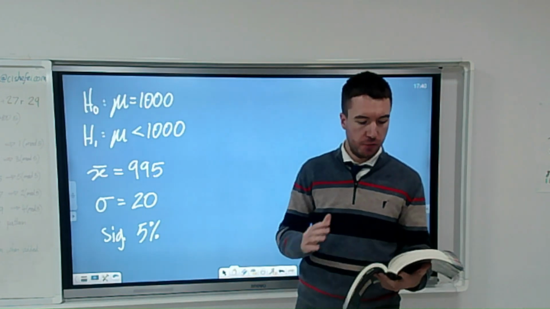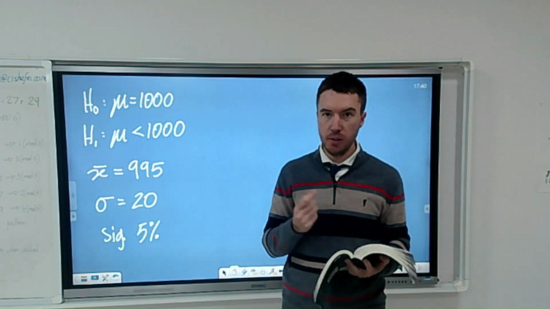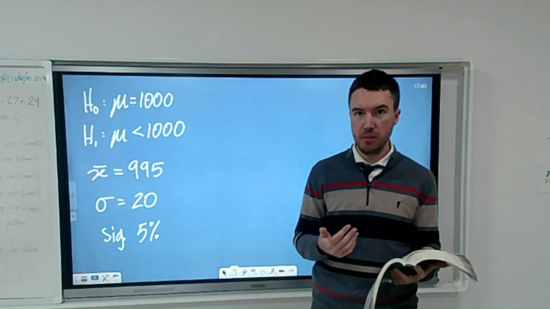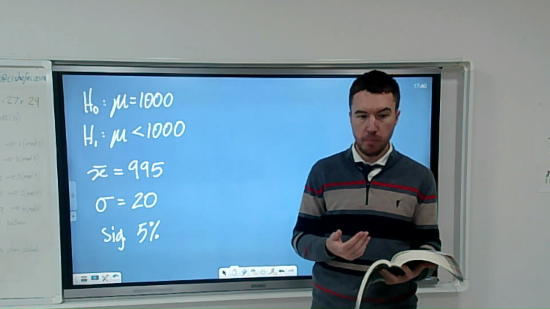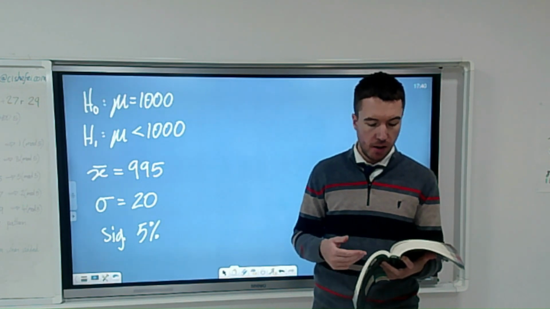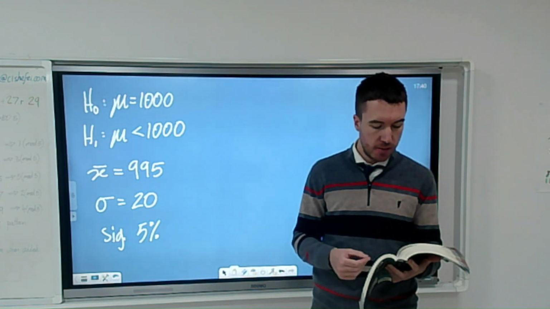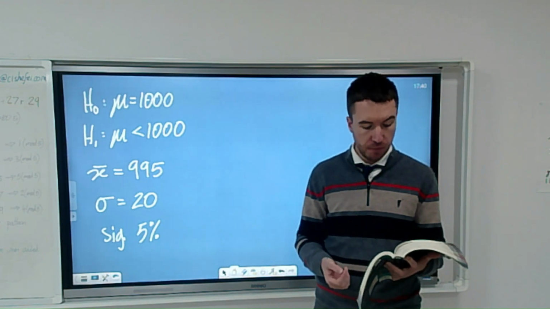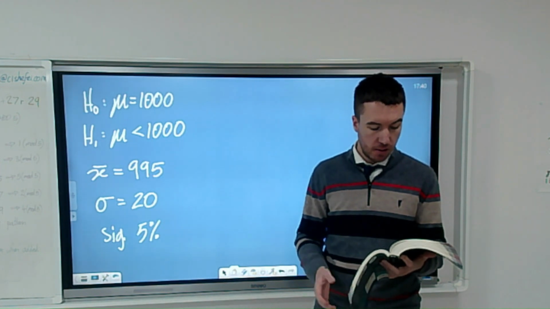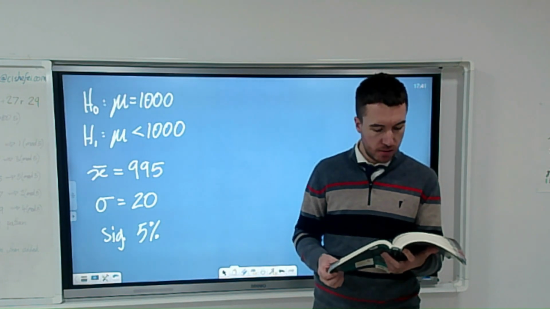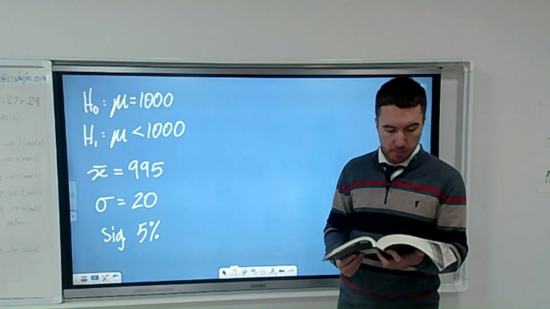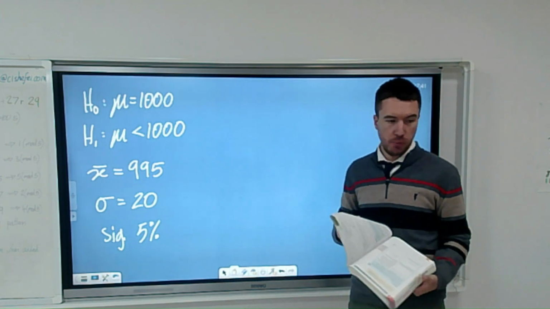This is information lifted from an example, a question in the book. The question is: a machine fills bags of flour with a labeled weight of 1 kilogram. To make sure the bags are being filled correctly, a sample of 40 is taken and their weights are measured. The sample mean is found to be 995. From past experience, it's known the standard deviation is 20 grams. Use the p-value to test whether there is sufficient evidence at the 5% level that the machine is filling bags to less than the correct weight.